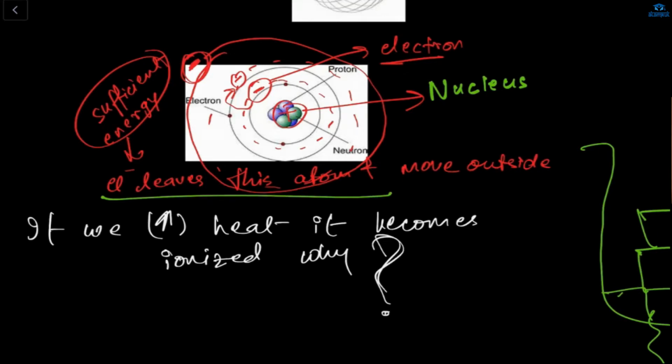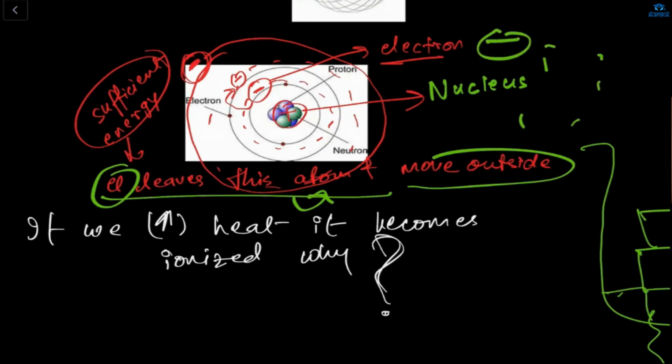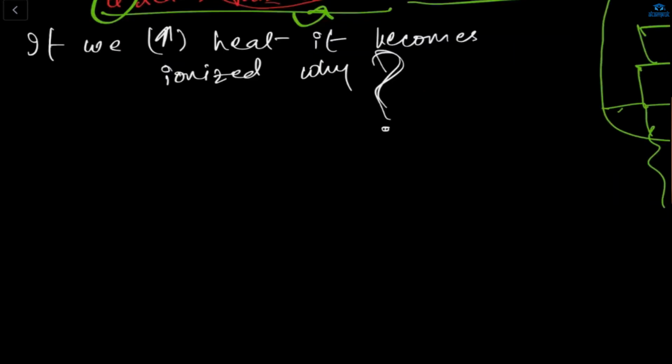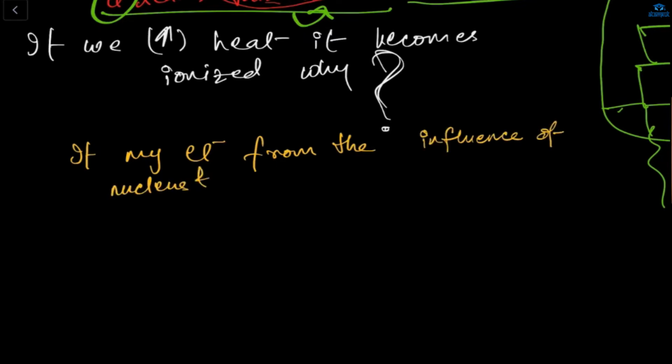It will say, okay, this thing is giving me more and more energy. So the electron will leave this atom and move outside, into the surroundings. It will not be in that atom. Now see, it came outside from the influence of the nucleus and became a free electron. If my electron comes outside from the influence of the nucleus, then what will happen, Arham? It becomes ionized. It becomes a free electron.